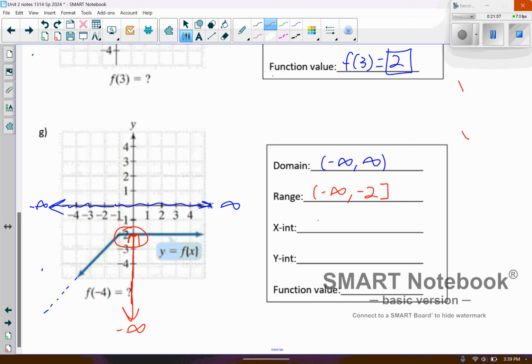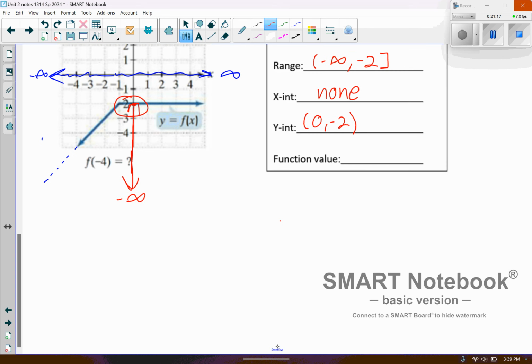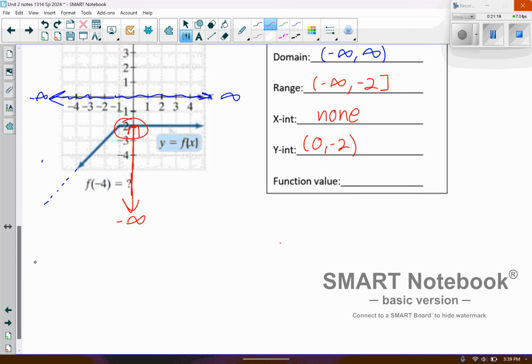All right, x-intercept, none. Y-intercept, we've got it right there at 0, negative 2. And then our function value, f of negative 4. So when x is negative 4, the y value looks like it's at negative 5. So negative 5 would be that right there.